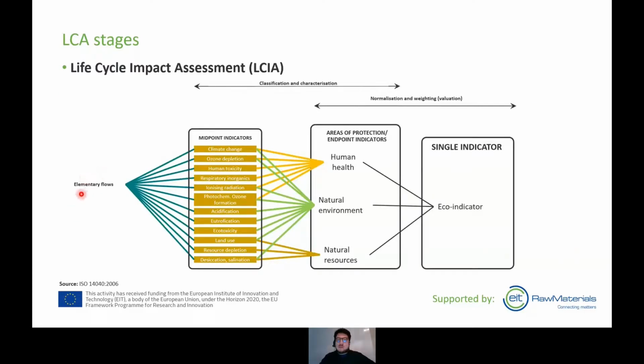As I mentioned, all the elementary flows are transformed into impacts that can be climate change, which is the most common or well-known, but there are many others: land use, acidification, and many more. And here, the part that can be affected in the environment can be, for some of them like climate change, human health, but there are others that are more related to the natural environment or natural resource use, like land use, for example.